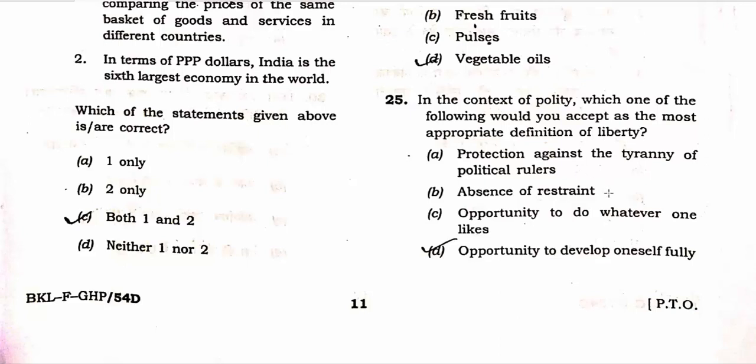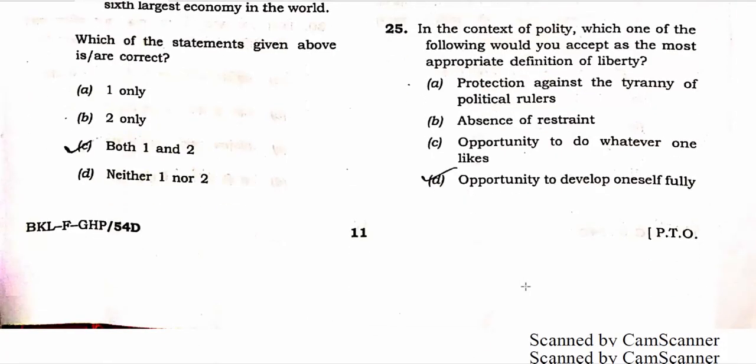Absence of restraint, again this cannot be a part of it, common sensically and logically. Third, opportunity to do whatever one likes, and why do we have law and order? So that again can't be an answer. For the 25th, the answer is D, opportunity to develop oneself fully. This is the more logical and appropriate definition of the term liberty. So the answer is D.